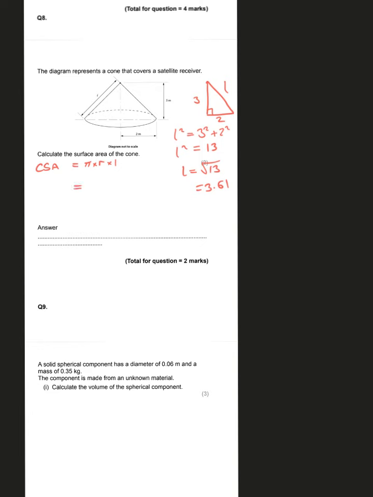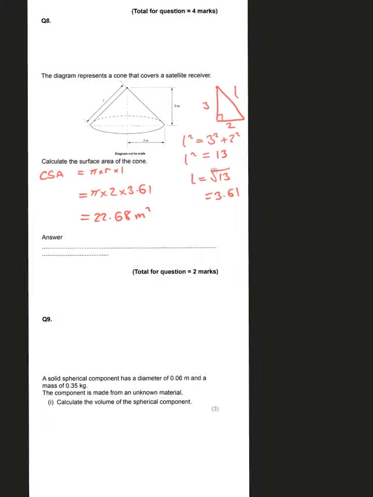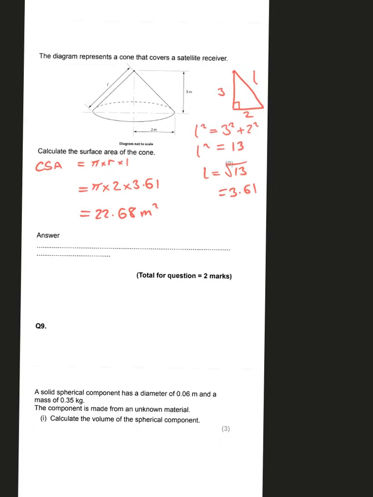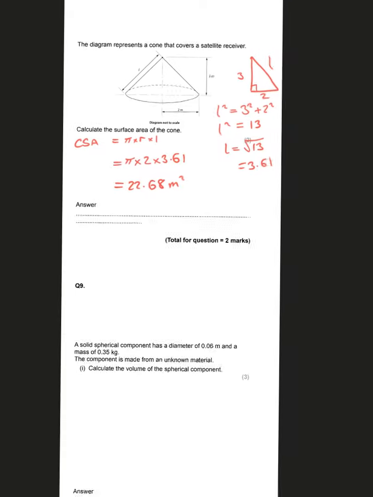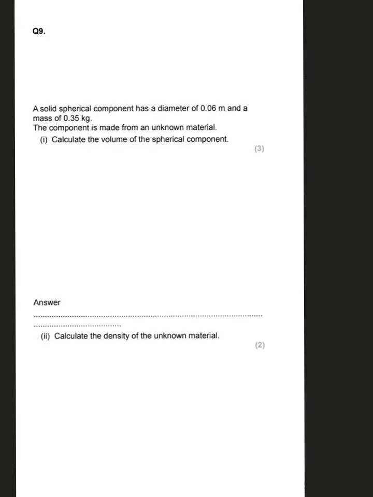This question is pretty easy to go and solve. So pi times r, my radius is 2, times L, which is 3.61. Pi times 2 times 3.61 is equal to 22.68 meters squared. So that's our curved surface area question solved. The knack there was being able to solve for L and spotting that that's a Pythagoras' theorem problem. So trigonometry is very important for almost every topic, and it's something you need to get familiar with and be able to spot.